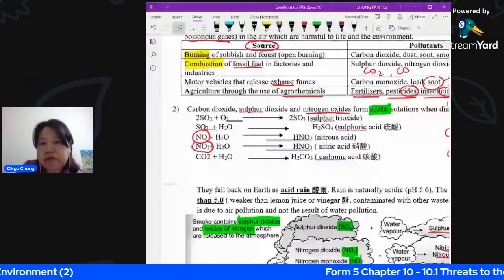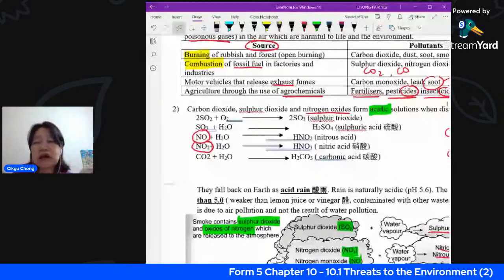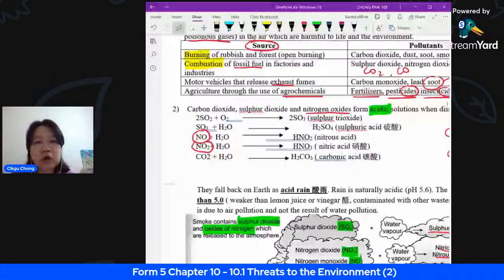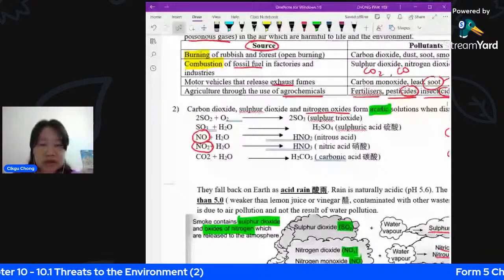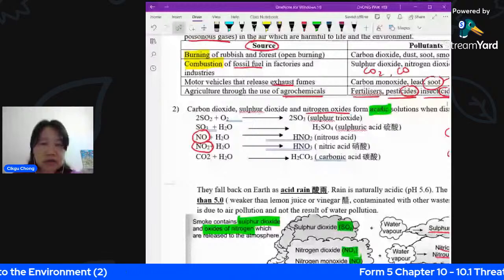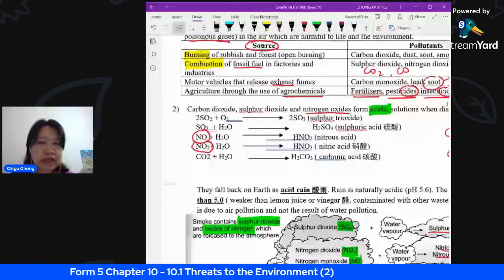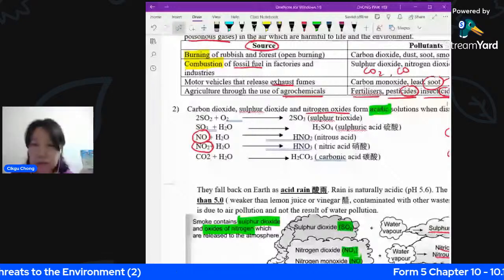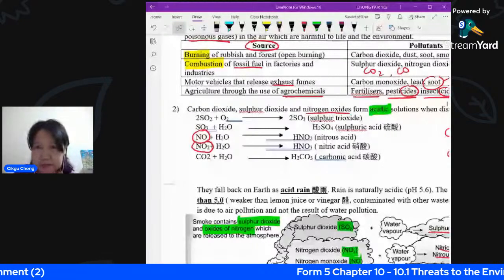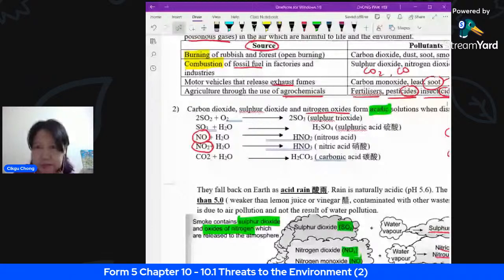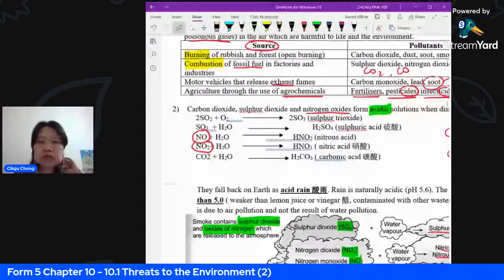So whatever you see is always acid because these gases are acidic. Okay, so what happens is you're going to get acid rain. When these substances dissolve in the water vapor, you are going to get acidic substances. So they will drop back to the ground, and that's where you have your acid rain phenomenon. Okay, the pH of acid rain will be lower than 5.